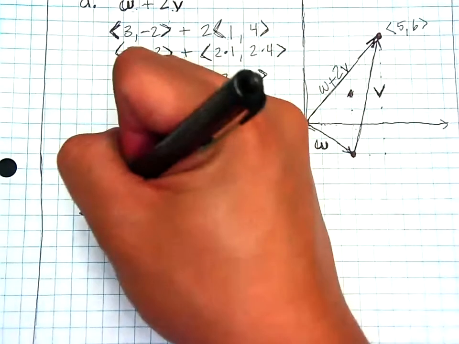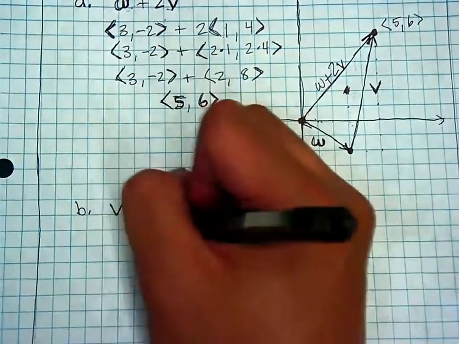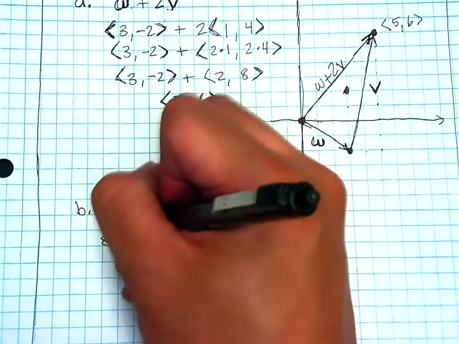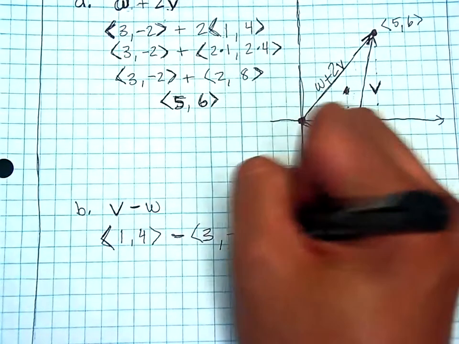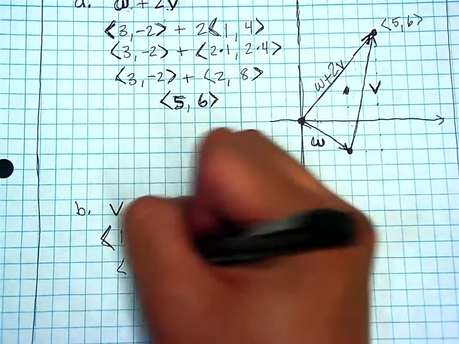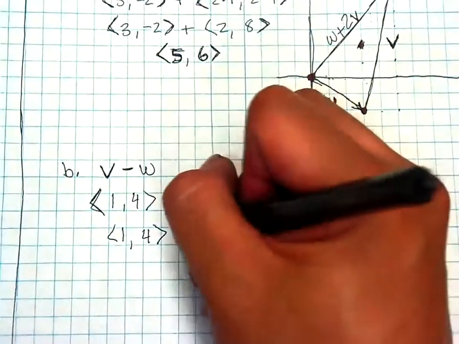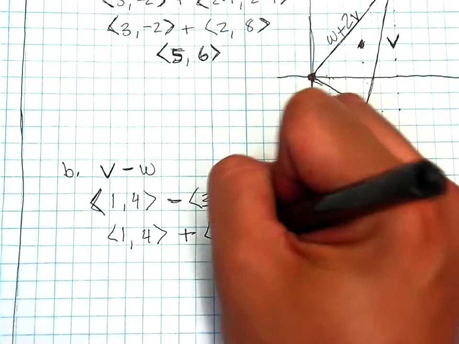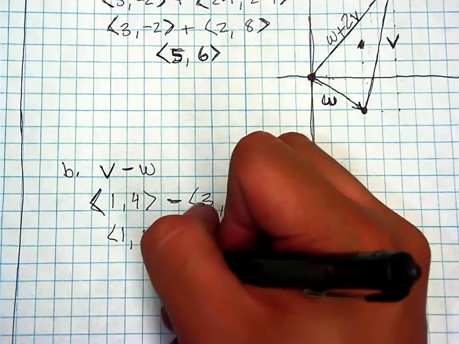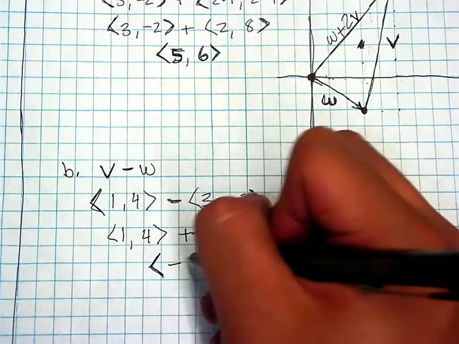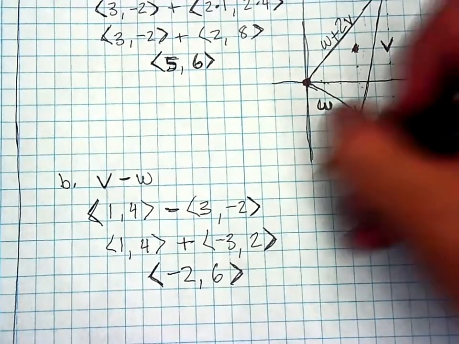This time I'm going to run through it a lot quicker. And it will involve subtraction this time, so we will be moving slightly differently. So we start off 1, 4 minus 3, negative 2. So which means I'm going to have 1, 4 minus, or actually plus, negative 3 and positive 2. So my resulting vector is going to be at negative 2, positive 6. Sketching it in.